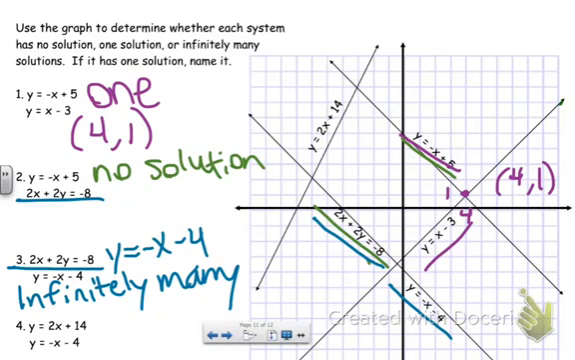Alright, and number 4, I would like you to try on your own. And that will be it for this section.